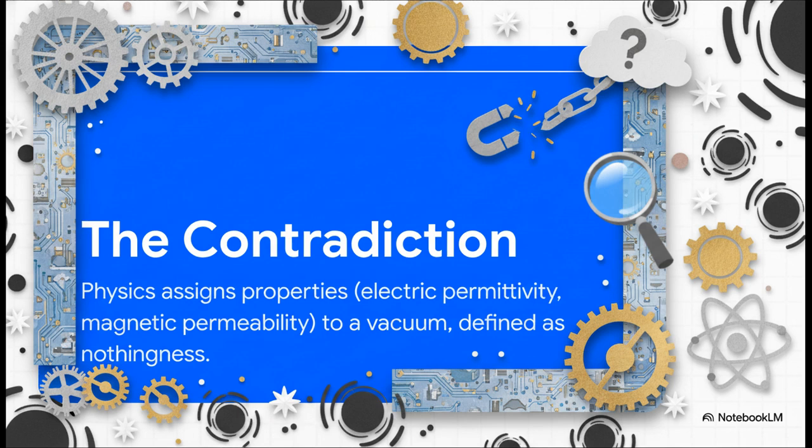A true vacuum, by its very definition, is absolute nothing, emptiness. Yet mainstream physics gives it real, measurable properties like electric permittivity and magnetic permeability. The position of the MCF is, you just can't have it both ways. How can nothing have properties? Properties need a medium. This right here is the contradiction it's designed to resolve.